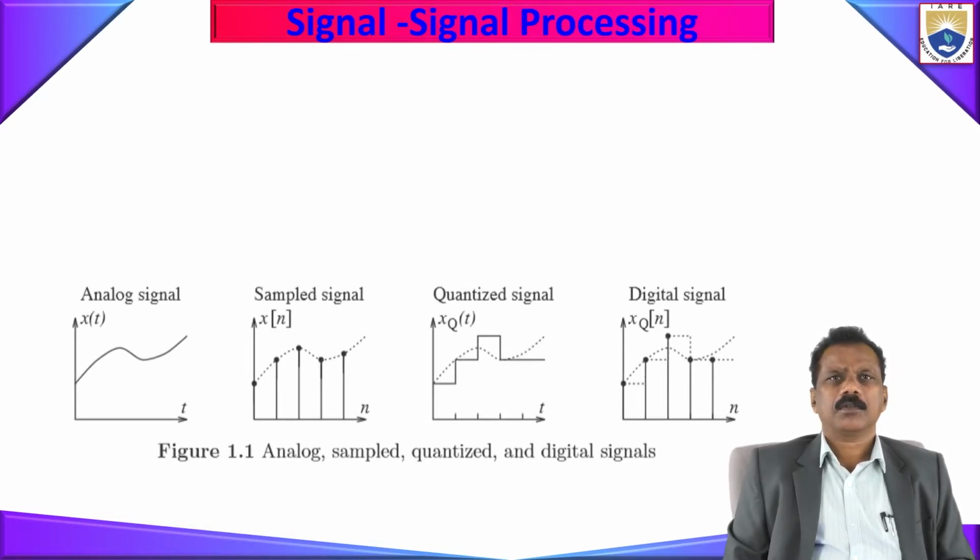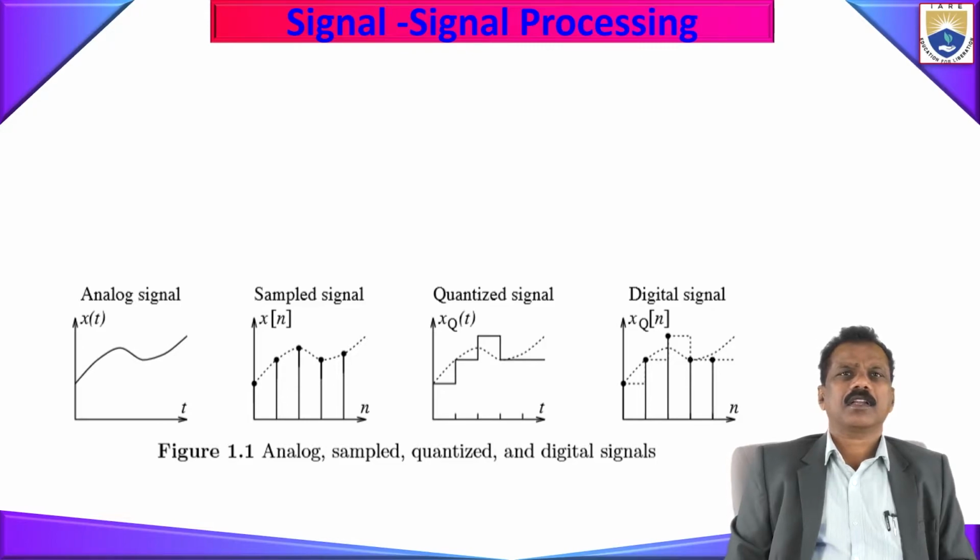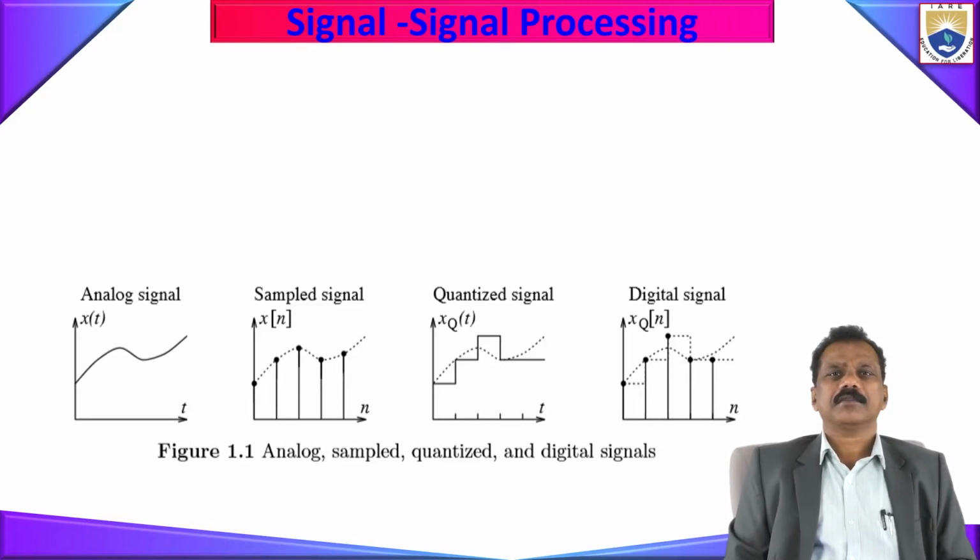Here we have seen the analog signal, represented with t on the x-axis versus x of t. Then the sampled signal, n versus x of n. Then the quantized signal, which we verify graphically, t versus xq of t. And we expect the digital signal, n versus xq of n.